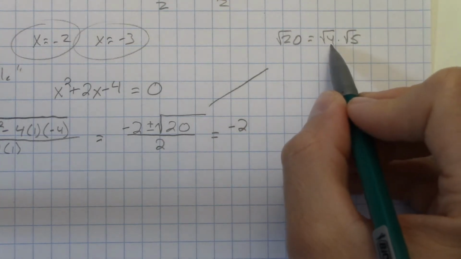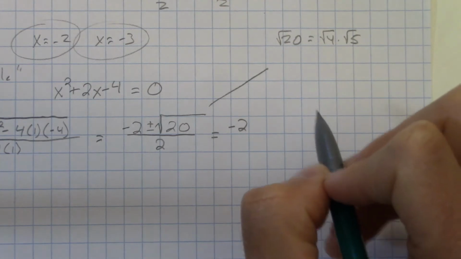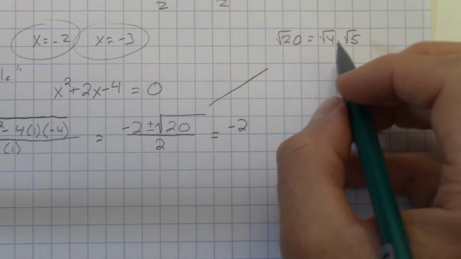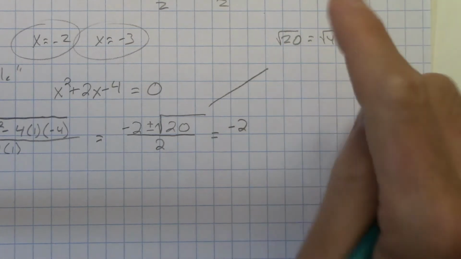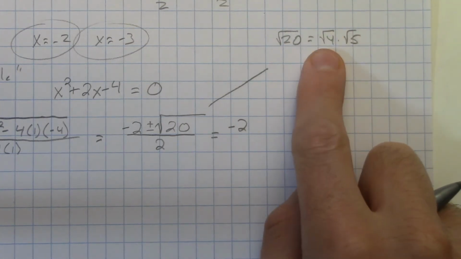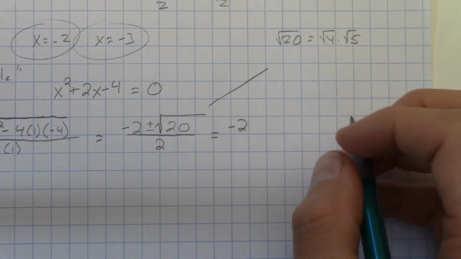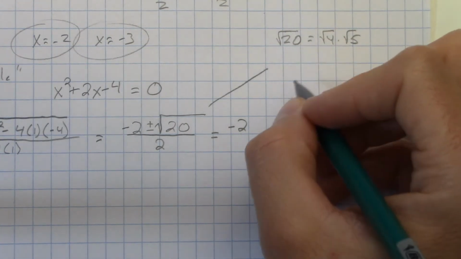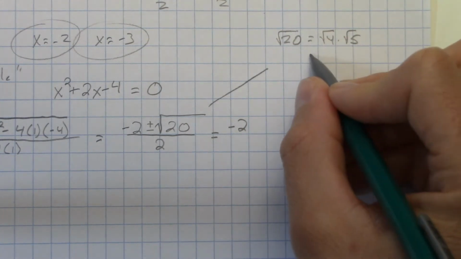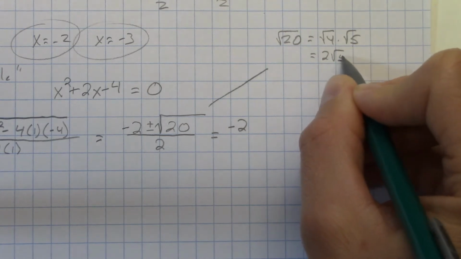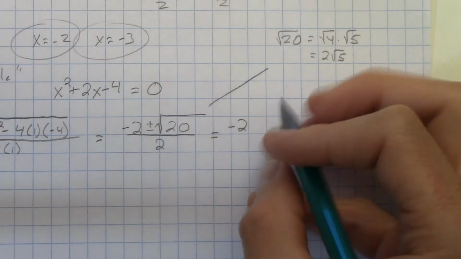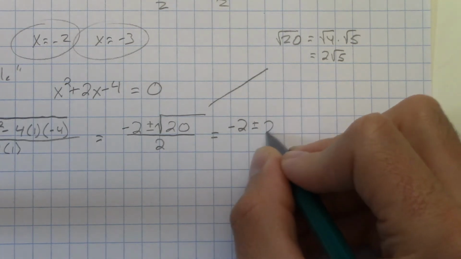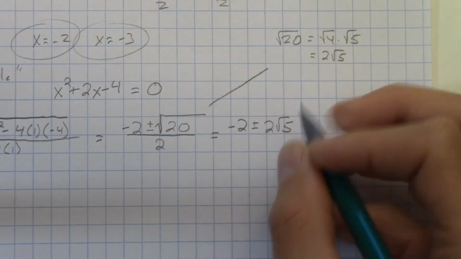Now why did I pick 4 and 5 and not 2 and 10? Well, I wanted to pick factors of 20 that are perfect squares. 4 is a perfect square. The square root of 4 is 2. So I didn't pick 2 and 10 because 2 and 10 are not perfect squares. So this equals 2 root 5, or 2 times the square root of 5. So when I go over here, the square root of 20 simplifies to 2 times the square root of 5.